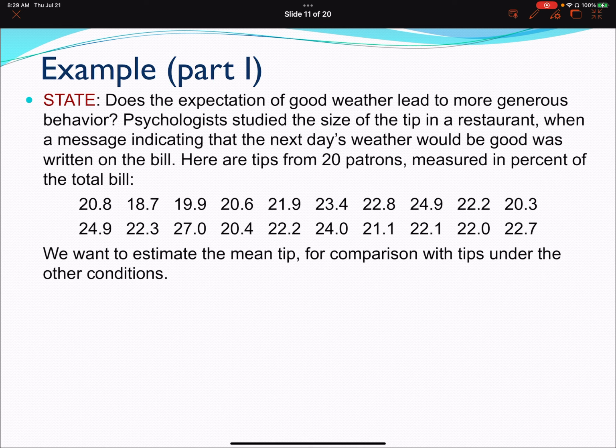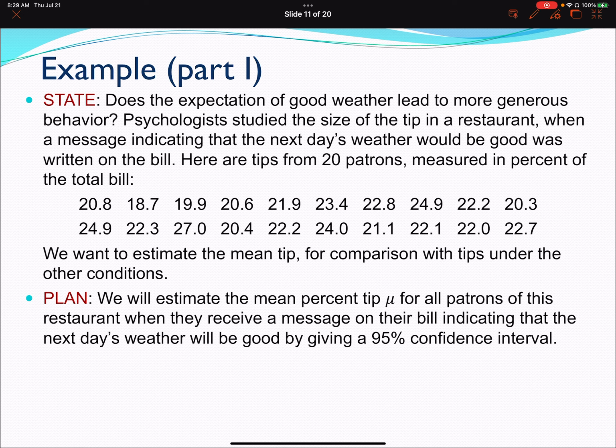This one said it was good weather, and we'll probably do something with bad weather, but now we need to estimate the mean tip. So we will estimate the mean percent tip for all patrons in this restaurant when they receive a message on their bill indicating that the next day's weather will be good by giving a 95% confidence interval. I have 20 patrons, which means my degrees of freedom is going to be 20 minus 1, which is 19. We'll need this information to look up our critical t.